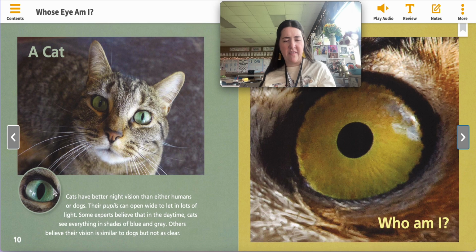So here's an example of that cat's pupil. The pupil is that black part, and it opens really wide and lets a lot of light in, which means that they're able to see in the dark really, really well.